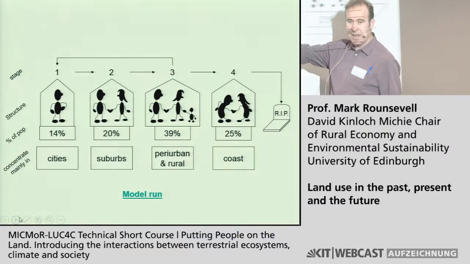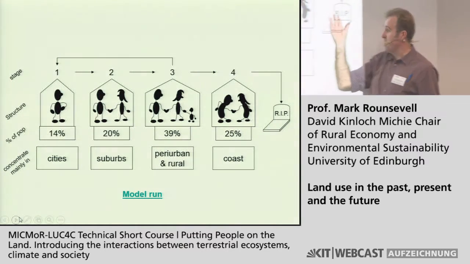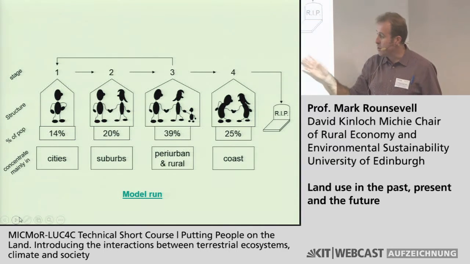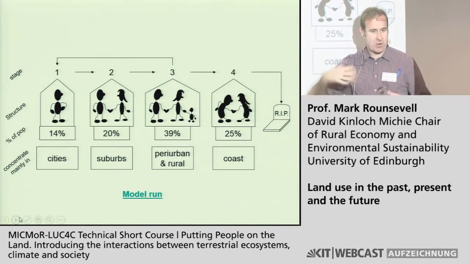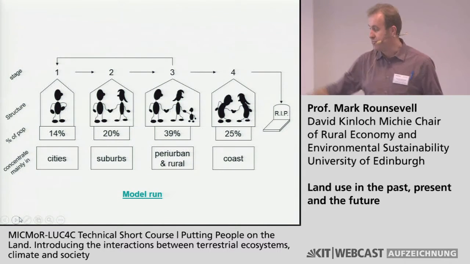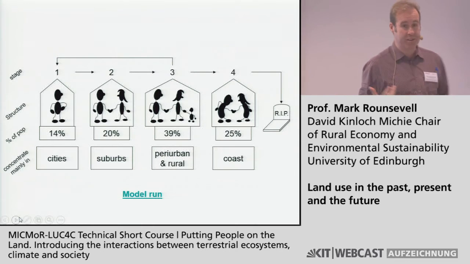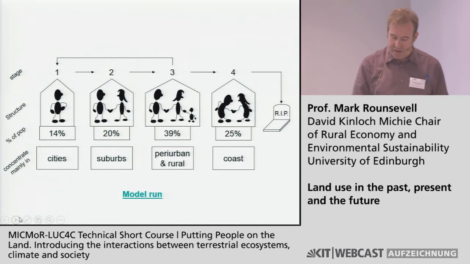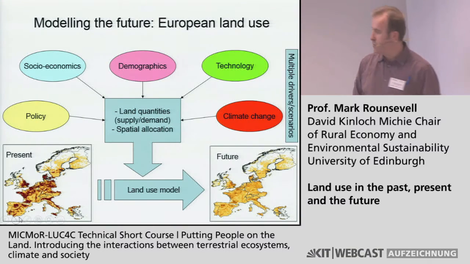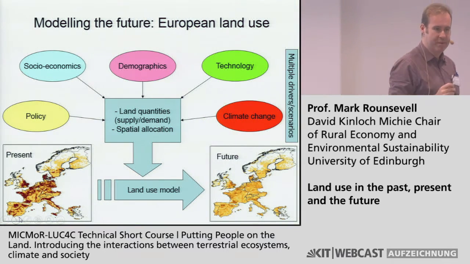We can understand as people go through this sort of caricatured life cycle and then die at the end, where they want to go and what the pressures are on the landscapes in those particular areas. I'm not going to run the model now because we don't have time, but we also use this type of information to build models of urban land use change based on these choice preferences. Well, that's a bit about the past. So now I'm going to talk a bit about the future.